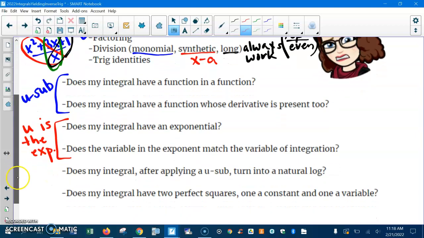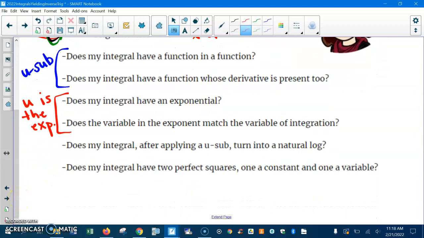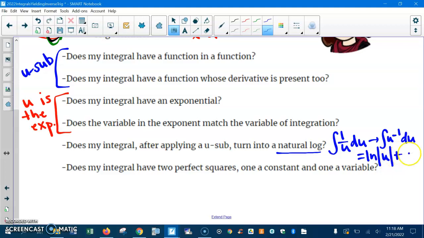We can also ask ourselves, does my integral after applying a u sub turn into a natural log? In other words, am I integrating 1 over u du, also known as u to the negative 1 power du? This is the one place on the number line where the power rule doesn't work, where the exponent is negative 1. And these will turn into the natural log of the absolute value of u plus c.